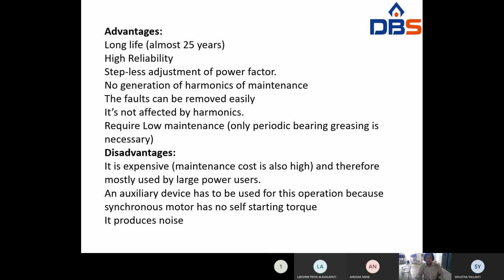And this is the advantage: long life compared to the static capacitor. A synchronous condenser has a long life, almost 25 years, whereas a static capacitor lasts 8 to 12 years. It has high reliability, no generation of harmonics, faults can be removed easily, and it requires low maintenance, but it is expensive. Why? Because the maintenance cost is high, because we are utilizing synchronous motors.